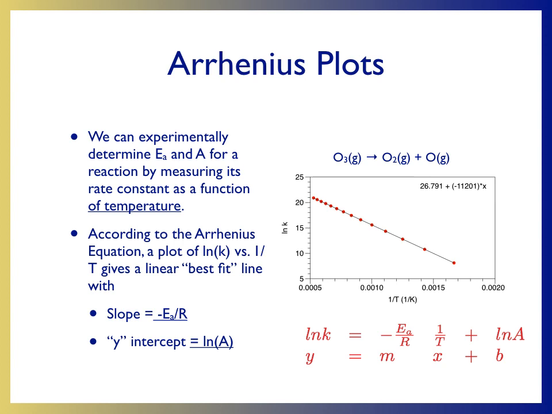The plot on the right shows that if we plot the natural log of the rate constant as a function of 1 over temperature for the decomposition of ozone, we find that the slope of the line is equal to minus activation energy over R. And the y-intercept is equal to the natural log of the pre-exponential term. Therefore, plotting rate constant data at different temperatures allows us to get the activation energy and the pre-exponential factor experimentally.